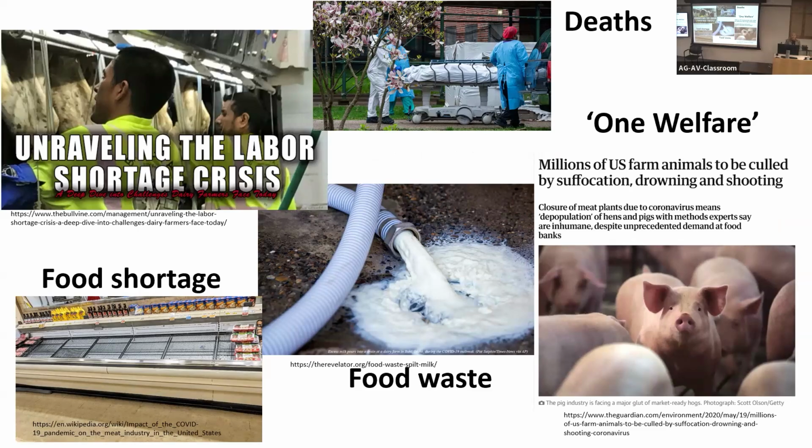People were dying, people who worked in food production environments. There was food shortage at one point. There was food waste and also animal welfare issues because animals couldn't be processed, slaughtered on time, because slaughterhouses couldn't receive them. So at the time, this was a big, big issue.